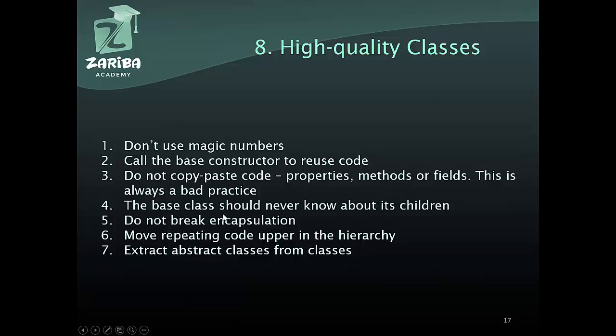Okay, the base class should never know about its children. This is something that we haven't discussed, but I believe it's kind of obvious. So in your hierarchy, you should not have that. So if you have a class Hero in one of your assignments, in no part of your code you should check, well, if type of hero is warrior, do something like this. If type of hero is sorcerer, do another thing. So this is always a bad practice.